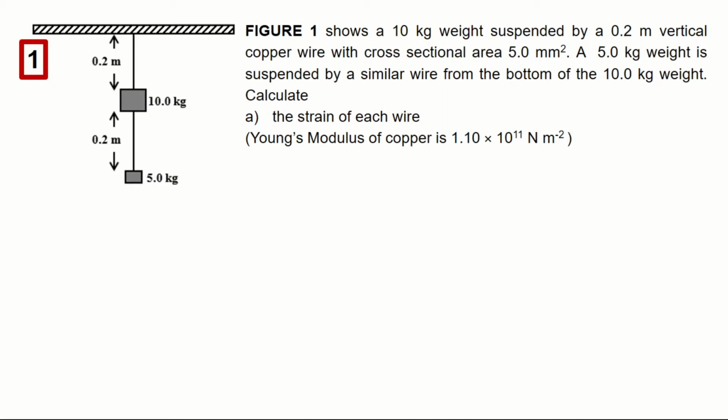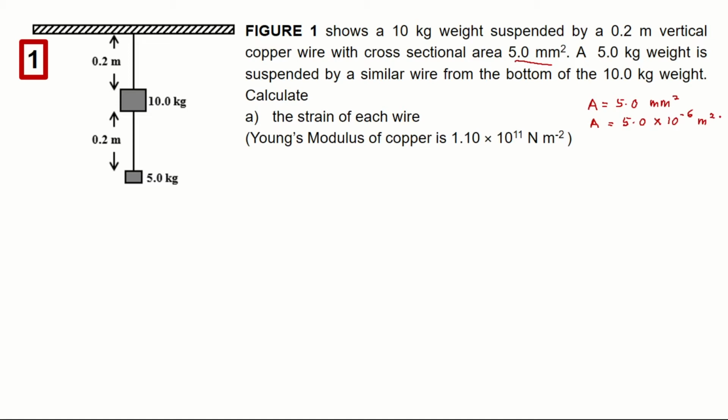So we start from number 1. Question number 1. Figure 1 shows a 10 kg weight suspended by a 0.2 meter vertically coupled wire with cross-sectional area 5 millimeter squared. So it means that here is A, area. So area equals to 5 millimeter squared. So we convert it to SI unit. SI unit is in meter squared. So it means that millimeter squared here is times 10 power of negative 6 meter squared.